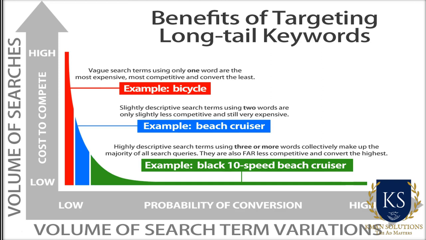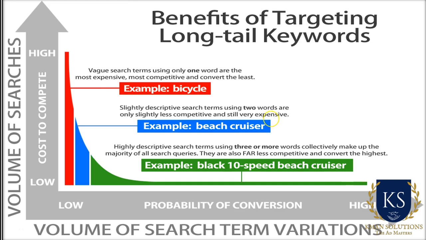Now, if we took something like beach cruiser, for example, that's slightly more descriptive, it's going to be a little less competitive, but it's still going to be very expensive, right? Now, if someone's searching for a black 10-speed beach cruiser, that's someone that's pretty far in the buying cycle or in the research cycle, and it's highly descriptive, so it's not going to be as competitive, and it's going to convert at the highest rate.